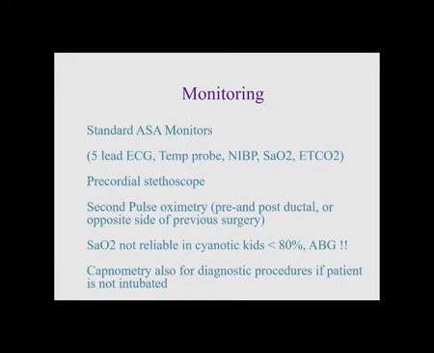For the monitoring, normally standard ASA monitoring. Precordial stethoscope is used very rarely, I would say. We do not always use a 5-lead EKG, but a temperature probe is important. Non-invasive blood pressure, and then you have to think if there is any stenosis somewhere, where do you put your blood pressure cuff. If you have a coarctation, for example, the best blood pressure is on the right arm because that shows you the central pressure.